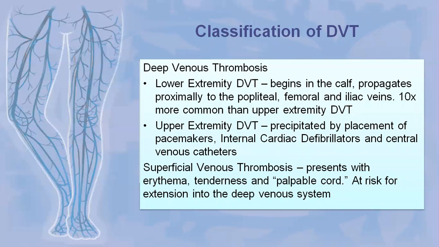On the other hand, deep vein thrombosis is classified as lower extremity or upper extremity DVT. When you say lower extremity DVT, it begins in the calf, propagates proximally to the popliteal, femoral, and iliac veins. And it is 10 times more common than upper extremity DVT. For upper extremity DVT, it is usually precipitated by placement of pacemakers, internal cardiac defibrillators, and central venous catheters.